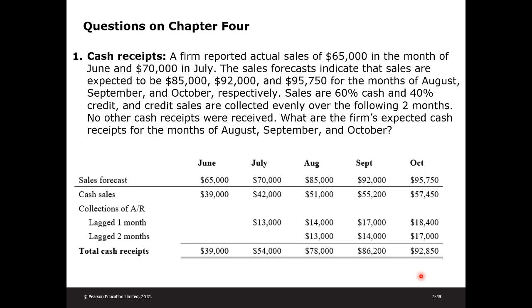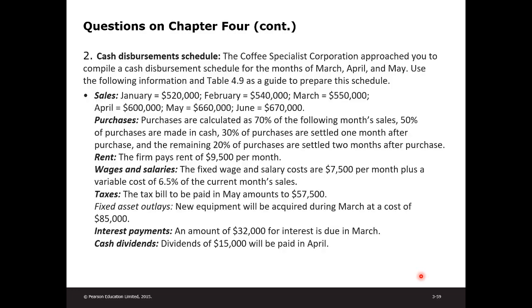Okay, the next question. This question is about calculating cash disbursements or cash outflows. The Coffee Specialist Corporation approached you to compile a cash disbursement schedule for the months March, April, and May. You would use the following information as a guide to prepare this schedule.